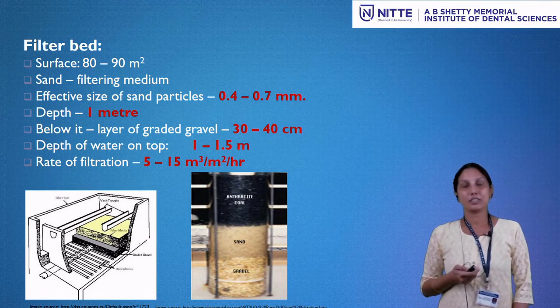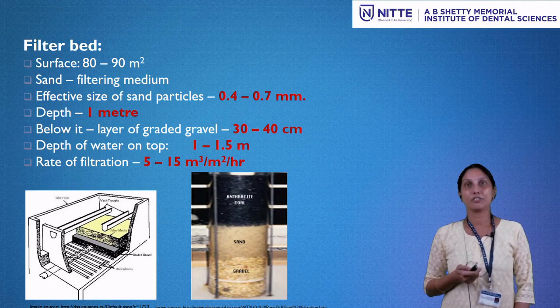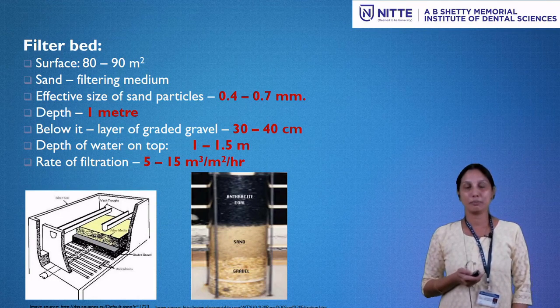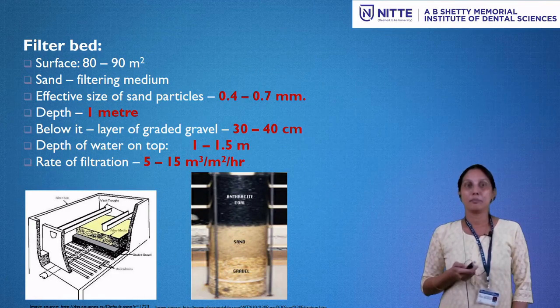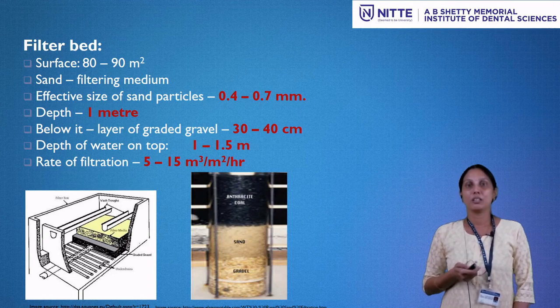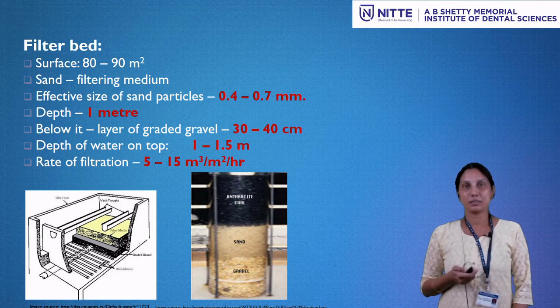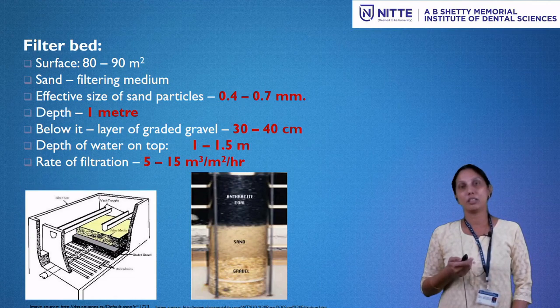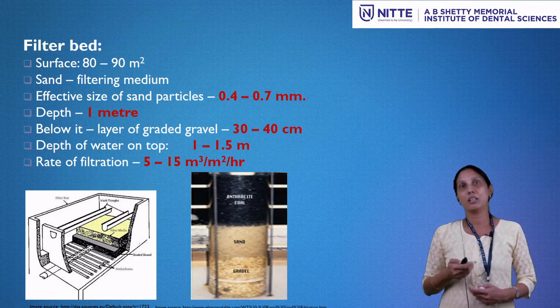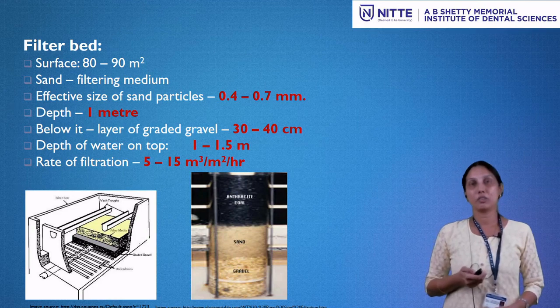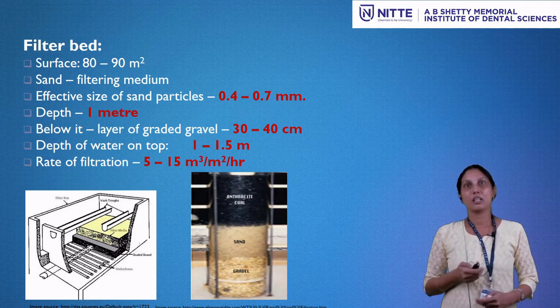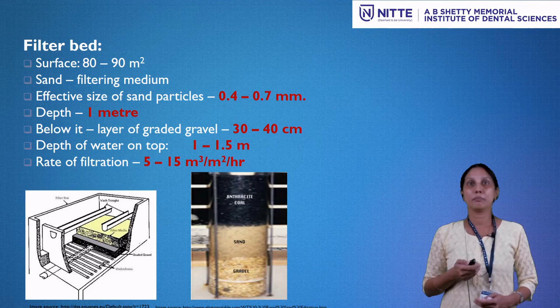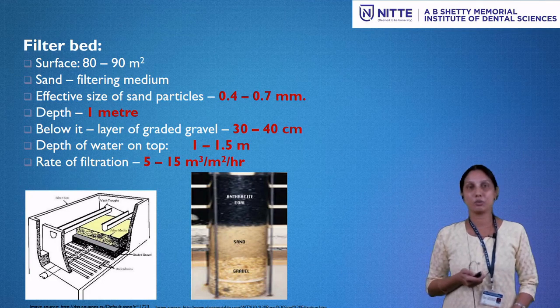The effective size of the sand particles ranges from 0.4 to 0.7 millimeter. The depth of the sand bed is 1 meter, and below the fine sand is a layer of graded gravel, which is about 30 to 40 centimeter. Graded gravel means that the particle size of the gravel is of various sizes, and this helps in better purification or filtration of the water.